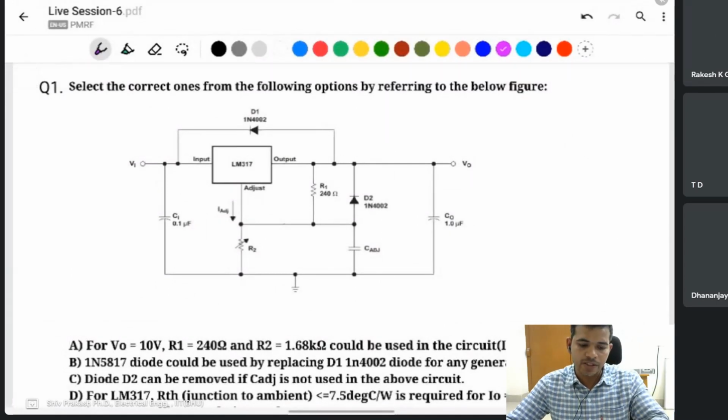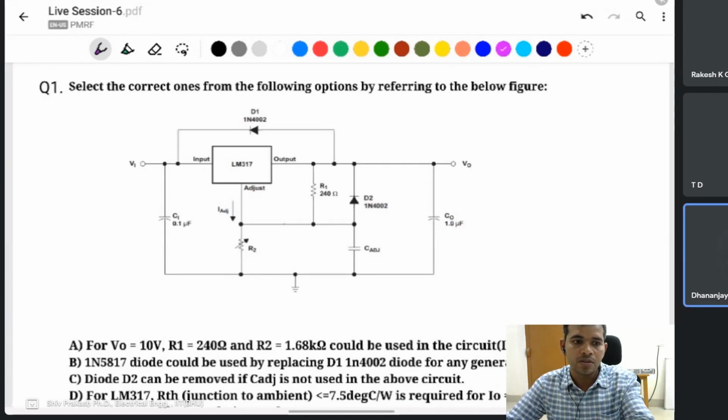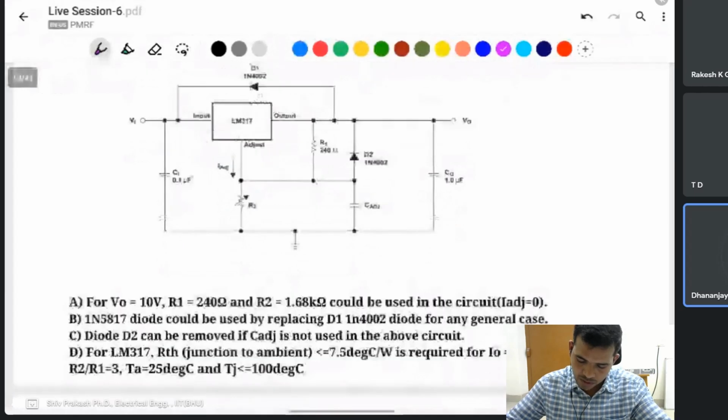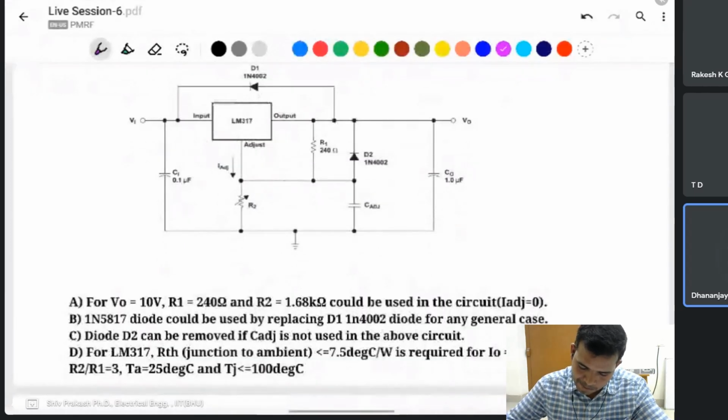And this one is the previous assignment question. Do you have some difficulty in this question? Sir, here the second option was 1N5817 diode could be used by replacing the 1N4002 diode. I think 5817 is a Schottky diode.